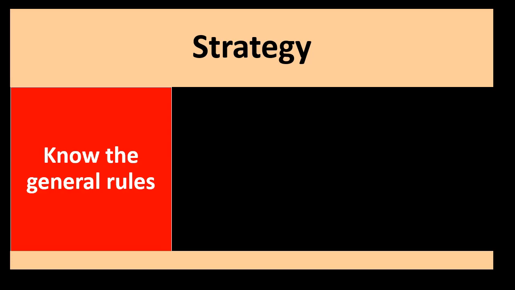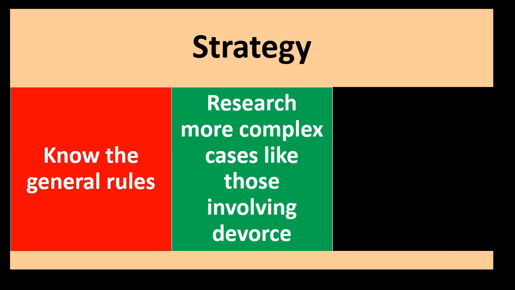Therefore, what's our strategy with relation to understanding dependents and who qualifies for the dependents? One, we want to know the general rules. We'll outline the general rules we should have in our head. In those straightforward types of cases, we know exactly what to do. Then when we have some more complexity, we want to research those more complex situations.